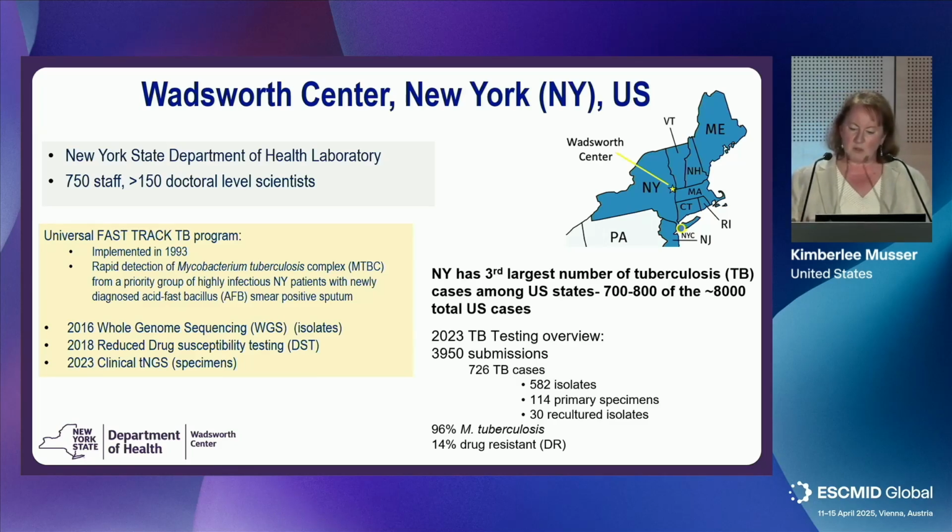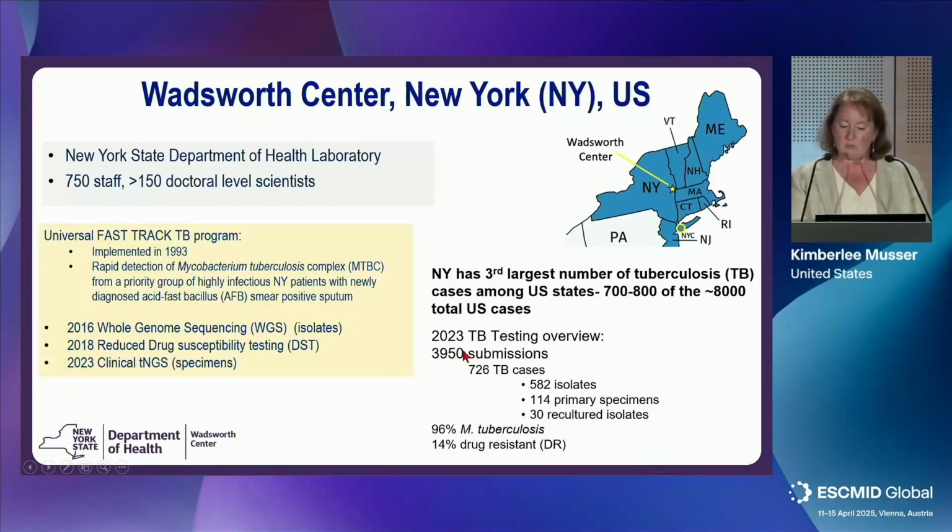And just to give you a feel for where we're located in the Northeast, you can see we're here in New York, very close to a lot of the states, but providing this work. And those cases I mentioned make up the approximately 8,000 cases in the US. And in terms of our laboratory, we don't get all specimens from suspect TB cases. We get a high priority group of those specimens, so we can really focus our work.